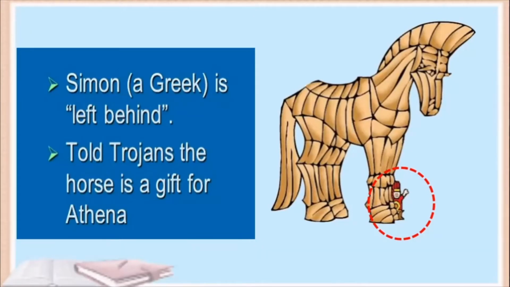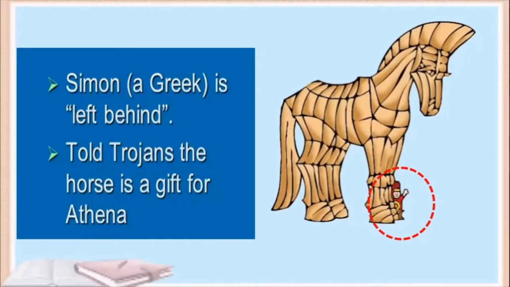So Sinon started telling a story. Sinon said that the soldiers of Greece wanted to offer something to the sea god, or they wanted to offer something to their goddess Athena. So they wanted to make an offering, and they felt that if they made a small horse as an offering, what would the Trojans do? The Trojans would take the horse inside.